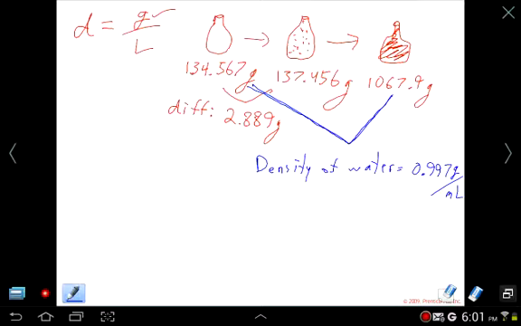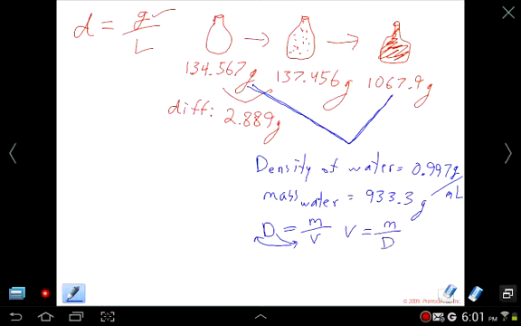1067.9 minus 134.567. So the mass of our water will equal 933.3 grams. We can now use the density of water and the mass to find the volume. Density is mass over volume, so if we rearrange this, the volume equals mass over density.